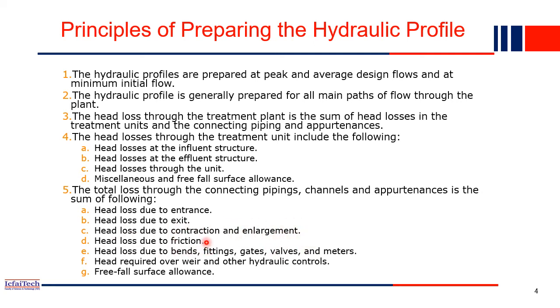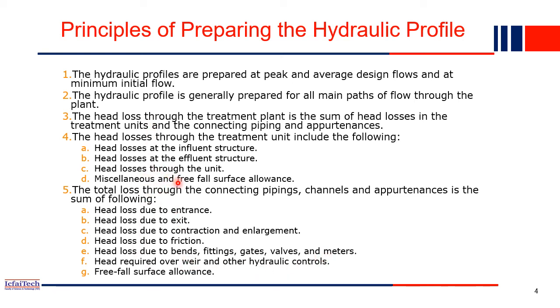Then there will be loss due to friction, like water makes friction with the wall of the pipe, right? There also you will find the friction. Head loss due to bends, right? Pipe will not go straight every time. There will be bends, there will be gates, there will be valves in the water system plant. So there also head loss will be there. Similarly, head required over the weir and other dynamics. So this is the total head loss, you can count it.